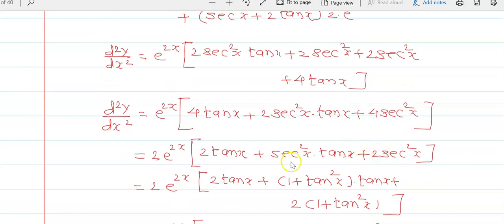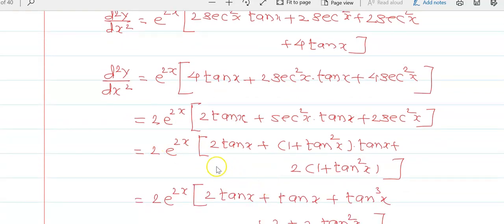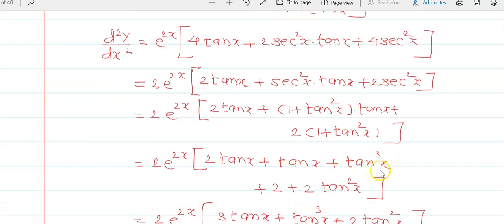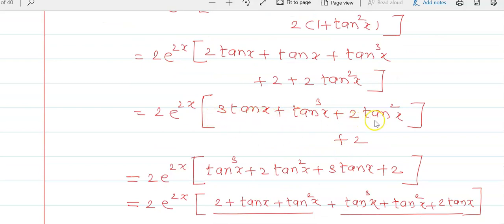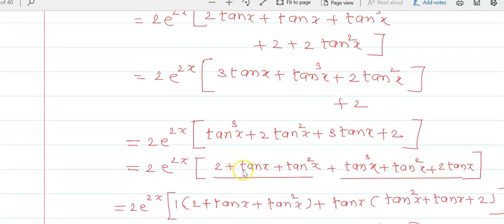And that's why, first of all, take 2 as common. Then in bracket, you are getting the terms like this. That is the 2 sec x. And next, sec square means what? 1 plus tan square x. This is 1 plus tan square x into tan x plus 2. Sec square x means what? Again, 1 plus tan square x. And simplify all the terms, that is 1, 2, 3, 4, 5. Now all the terms are written as 3 tan x, 2 tan x plus tan x, 3 tan x plus tan cube x plus 2 tan square x plus 2. And overall, this is tan cube x plus 2 tan square x plus 3 tan x plus 2.